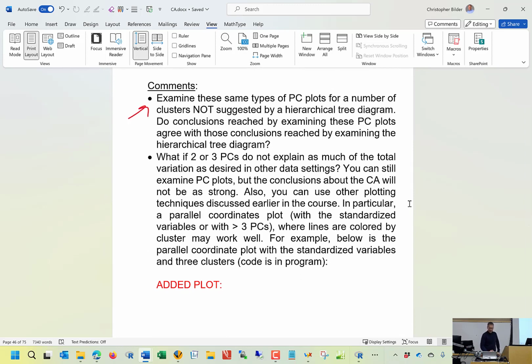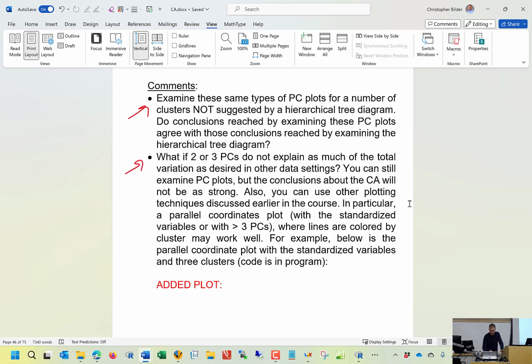So some comments, examine these same principal component plots. Now for, let's say, some of the number of clusters that were ones I did not choose, like 4, 5 clusters. Use that to justify, okay, yeah, that's why I don't think, let's say, 5 clusters is appropriate. And that agrees with, let's say, the hierarchical tree diagram. So do some of this stuff on your own.